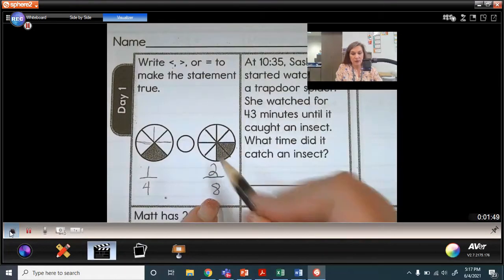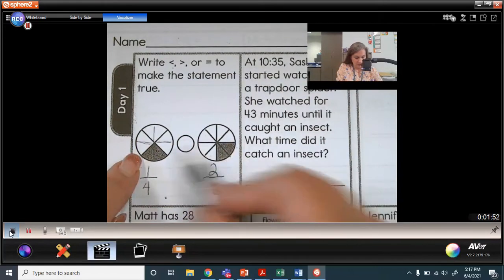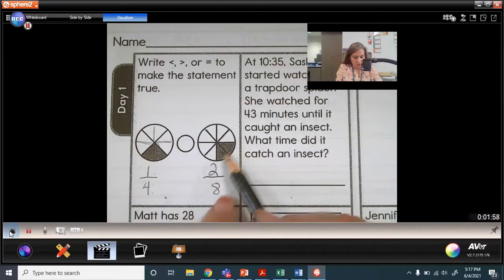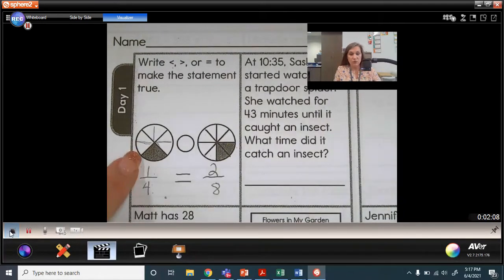Now looking at my shaded piece here and the shaded piece here, remember it takes 2 eighths to make 1/4, 2 eighths to make 1/4. And so we can say that these are equal or equivalent to each other because 2 eighths is the same as 1/4, which are equivalent. Okay, so hopefully you remember how to place this on a number line.